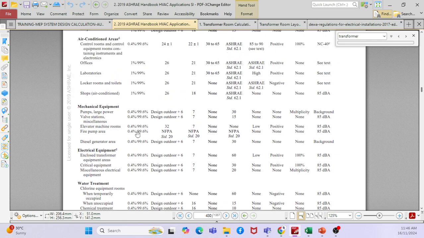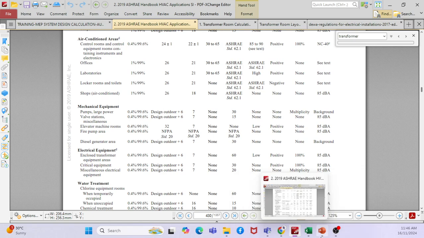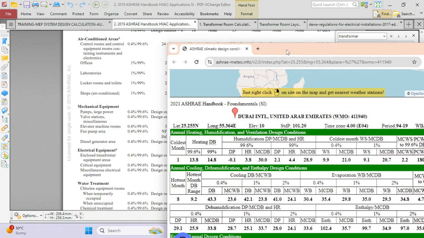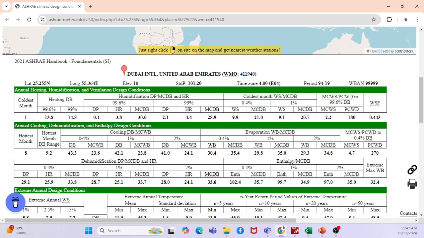Okay, so here what is the temperature? This is the outdoor temperature. Say for example for the enclosed transformer, 0.4 percent slash 99.6 percent. What does that mean? If you go to the ASHRAE guideline, say for example Dubai location, you can go to 0.4 percent. What is that 0.4 percent? It is the maximum temperature during that hour. Say in every year we have a total of 8760 hours. So if you talk about the maximum at 0.4 percent, the maximum temperature will be approximately 43.3 degrees Celsius.